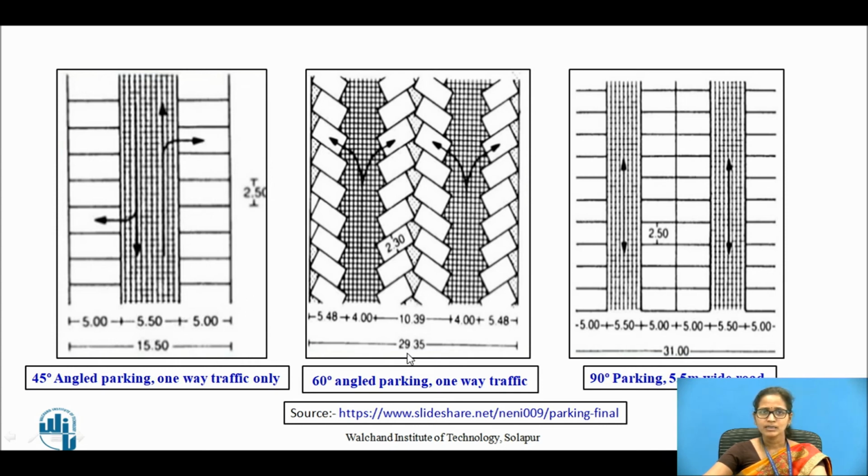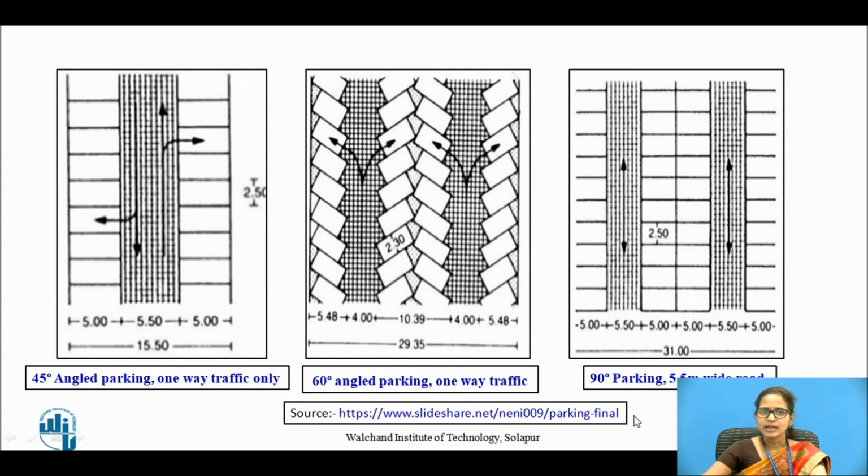So next, the 60 degrees angled parking, one-way traffic. Over here you can see that the cars are to be parked at an angle of 60 degrees. This is the angled parking, as it will be taking a turn. It is for the one-way traffic itself.